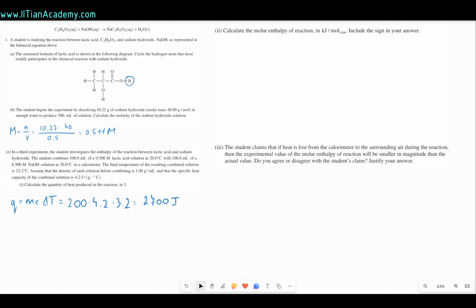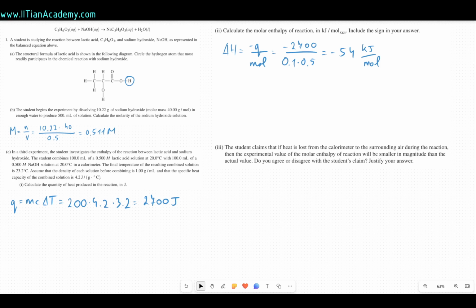In part 2, we need to find the molar enthalpy of the reaction. So we can simply say ΔH of the reaction will be negative Q of the reaction divided by the number of moles that reacted. So this will be minus 2,700 divided by the number of moles. And we are told that we have 100 milliliters, so that would be 0.1 liters. And we're told the molarity is 0.5, which just means it's 0.5 moles per liter. So if we multiply these two, we get the total number of moles. So this will be minus 54 kilojoules per mole.